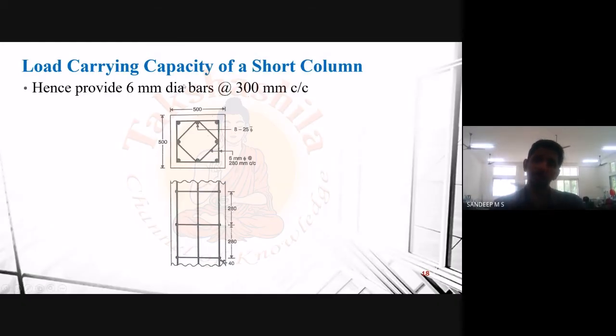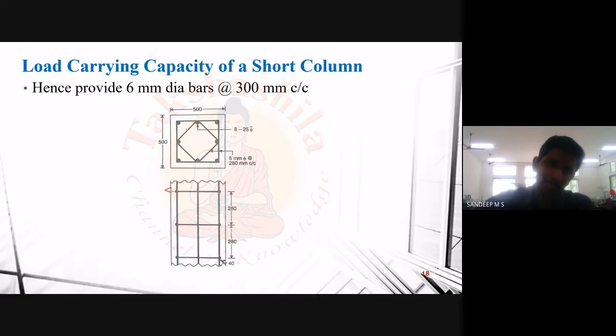So we have to provide the center to center distance between the ties as 300 millimeters, and finally you have to provide a detailing like this. A better practice is to avoid providing ties like this. If you see this, they have provided one tie here around these bars and another tie like this in the diamond shape, and that too at the same location. At this location itself, they have provided both this configuration.